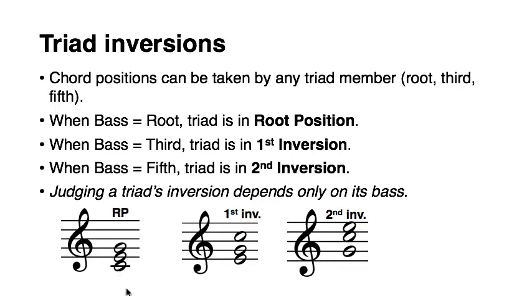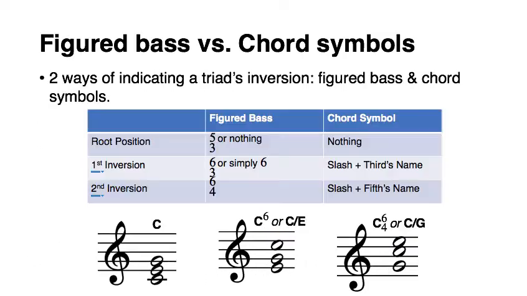To judge a position of a triad, whether it's in root position, first inversion, or second inversion, we have only to look, once we know what the triad is, what to call it, in this case C major, we have only to look at the lowest note. And then if it is a root, it's in root position. If it is a third, it's in first inversion. If it is a fifth, then it's in second inversion. So the position or inversion of a triad depends only on its bass.